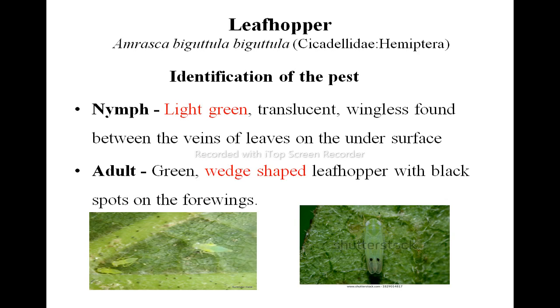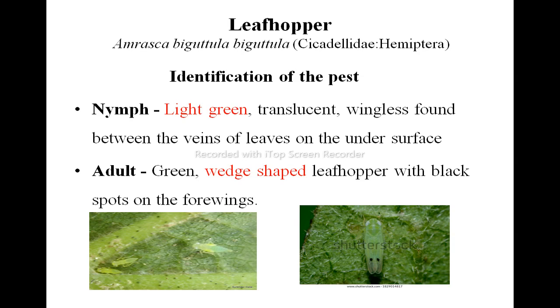Second insect of the whitefly is leafhopper. Its scientific name is Amrasca biguttula. Its family is Cicadellidae and order is Hemiptera. How can we identify this insect on the cotton? First, I will tell about the nymph. The nymph is light green in color, but it is wingless.